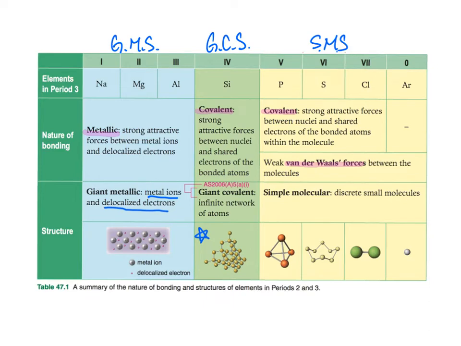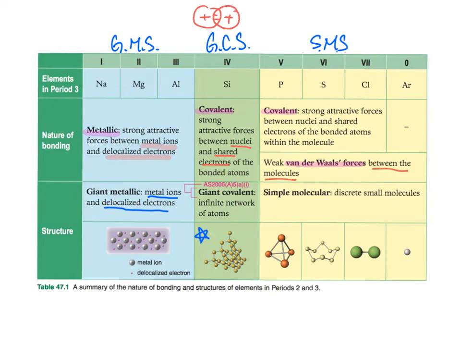So do remember, make use of the time to remember what the particles are in these attractions. For metallic, they are between the metal ions and the delocalized electrons, while for covalent, they are the nuclei and the shared electrons, while the van der Waals force is between the molecules.